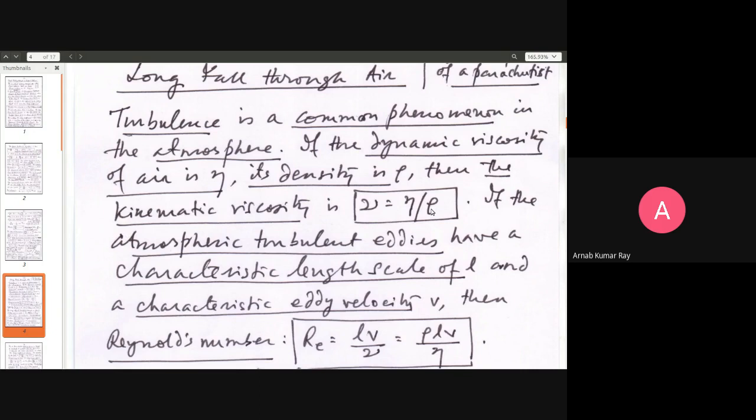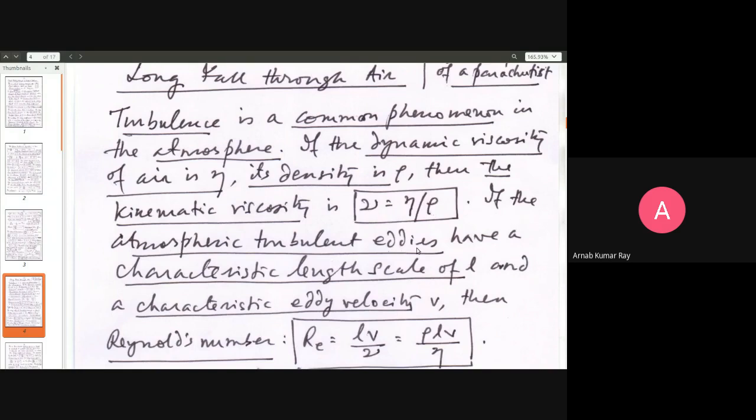Now in the case of a liquid, water, for instance, I said that they are incompressible fluids, meaning that their density does not change. So rho is constant for a liquid, but for air or a gas, rho is not constant. So nu will be equal to eta by rho, where this rho is also a variable quantity.